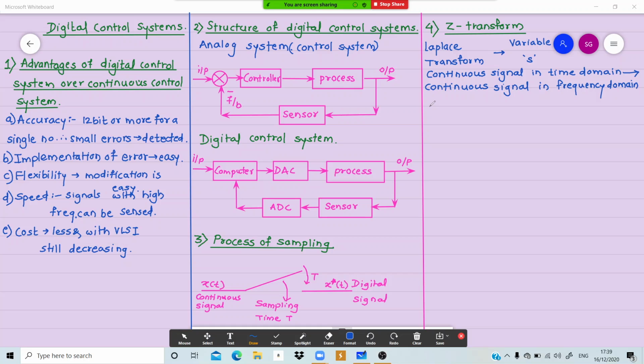On the same line, when you are talking about Z transform, where your variable is going to be Z. Okay, and what it is doing, it is converting discrete signal in time domain, or digital signal in time domain into digital signal or discrete signal in frequency domain.